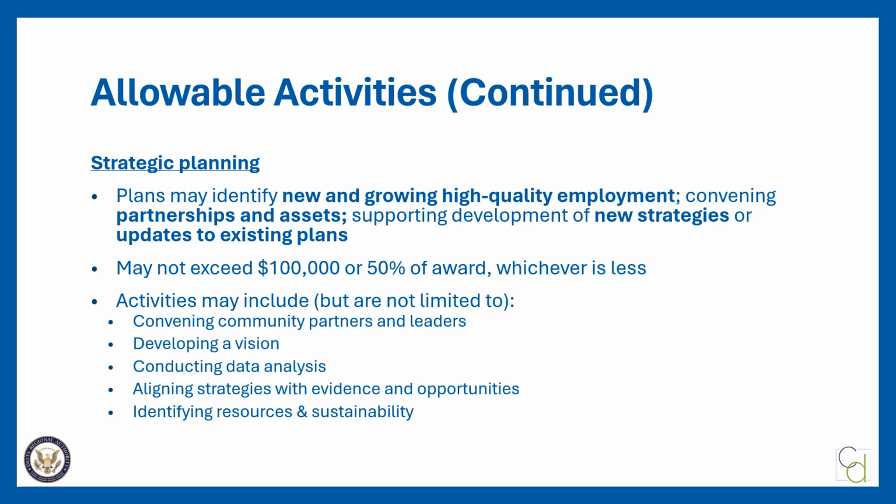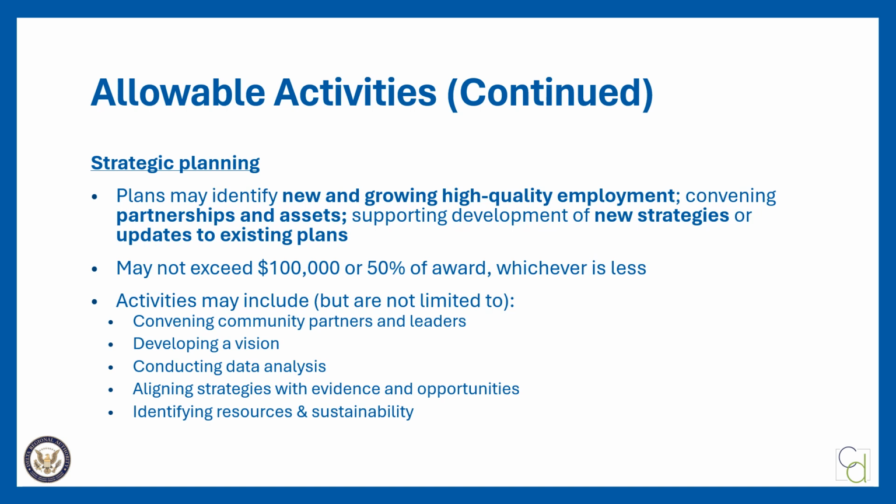So plans could do things like assess the economic landscape to identify new or growing high-quality employment opportunities, including those that offer family-sustaining wages, benefits, and advancement opportunities, and worker voice. Convening partnerships, developing new strategies, or updating and enhancing existing plans, and helping a community diversify its industries. Community involvement in these plans is critically important. So convening activities may include, but are not limited to, convening community partners and leaders. Impacted workers and organizations representing those workers should be encouraged and supported to participate.